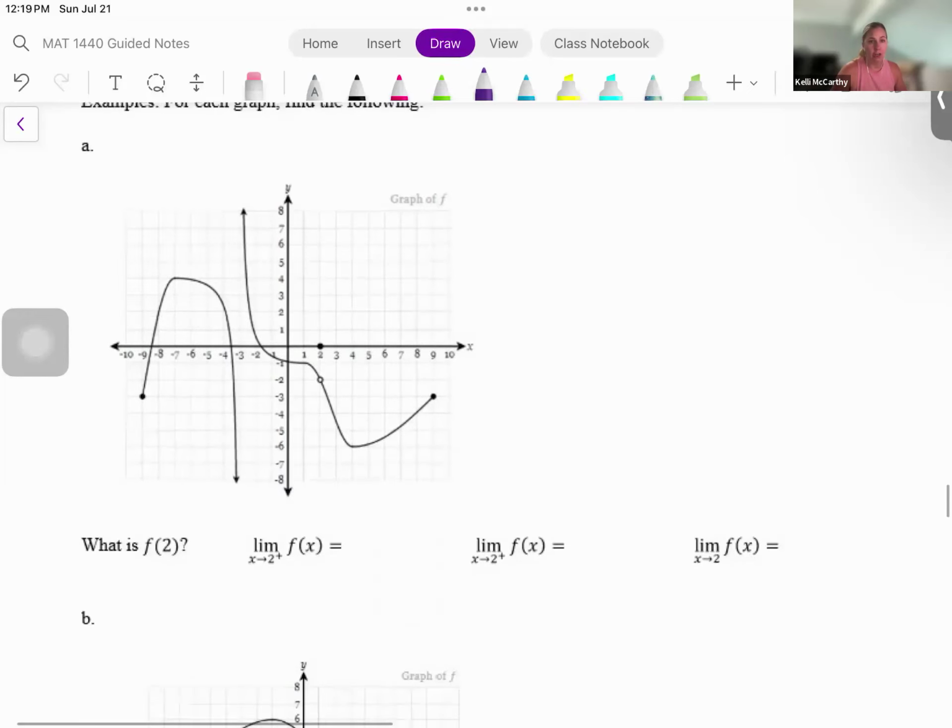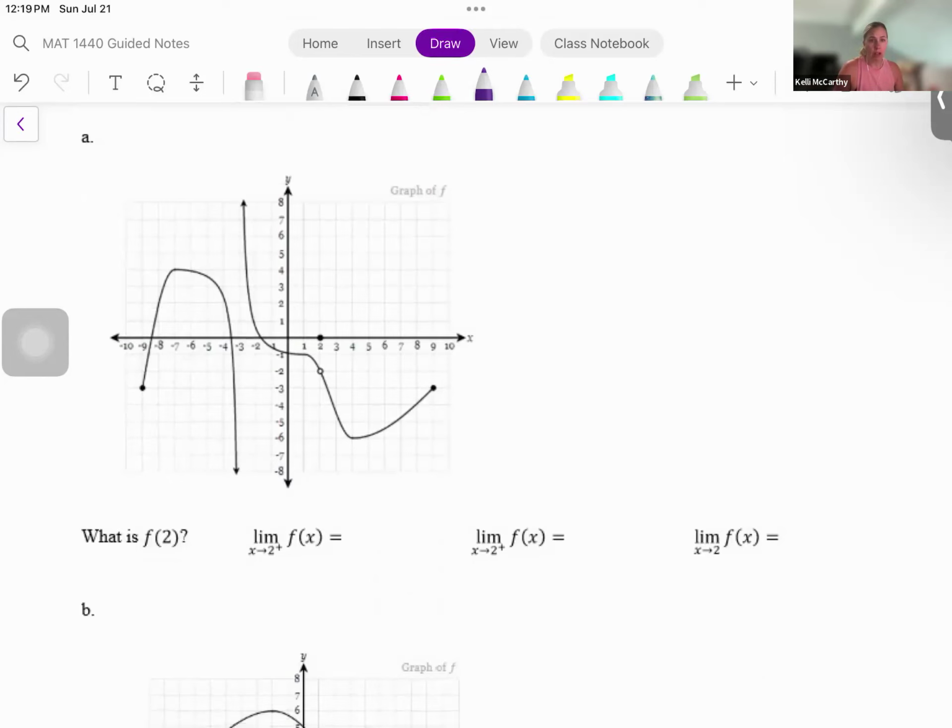All right, so we have our graph here, and we're going to answer some questions just looking at the graph. First, what is f of 2? Well, if you look at this squiggly line, here's x equals 2. That squiggly line has a hole where x equals 2, but there's a point at (2, 0). So that tells me that f of 2 is 0, even though the line is not going through that point.